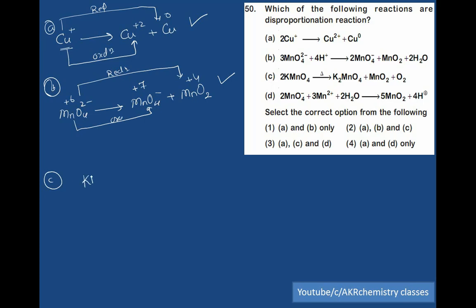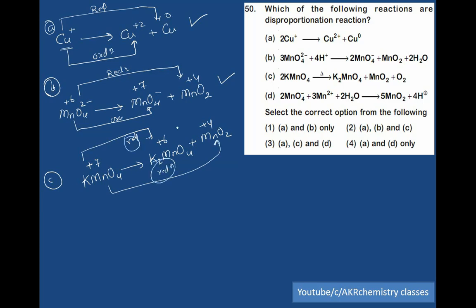Now I will go with option C. KMnO4 gives manganate plus manganese dioxide: plus 7, and here it is plus 6, plus 4, it is only reduction. So this reaction does not undergo disproportionation, and the final one also does not undergo disproportionation. So the first one is the right answer, that is A and B, both reactions undergo disproportionation.